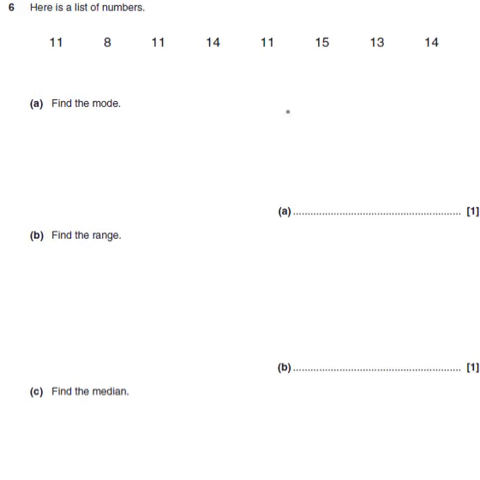Question 6, find the mode. 11, that shows up the most. We've then got find the range, so that's the biggest number, which is 15, take away the smallest number, which is 8. That gives us the answer of 7.